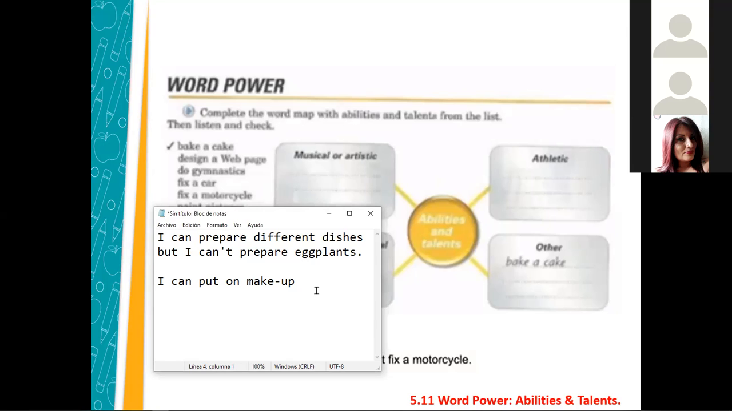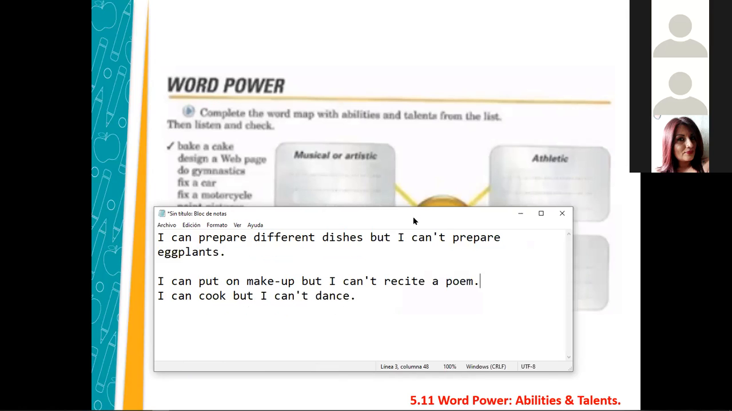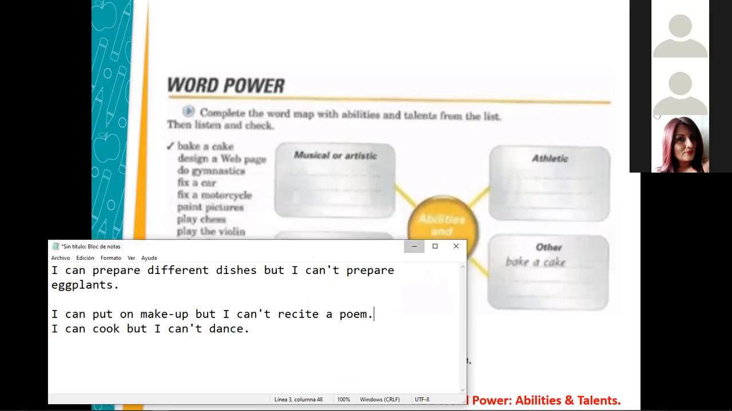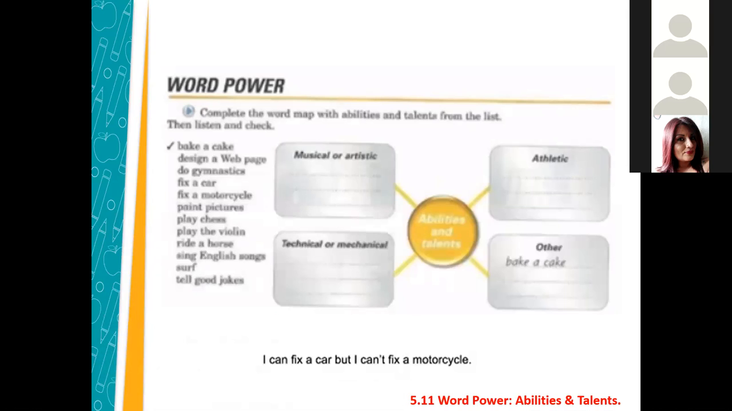Okay, I can drive. I can cook. I can dance. But I can't dance like this? I can cook, but I can't dance. Okay. Thank you very much, Anita. Very kind. Well, ¿quién más, chicos?